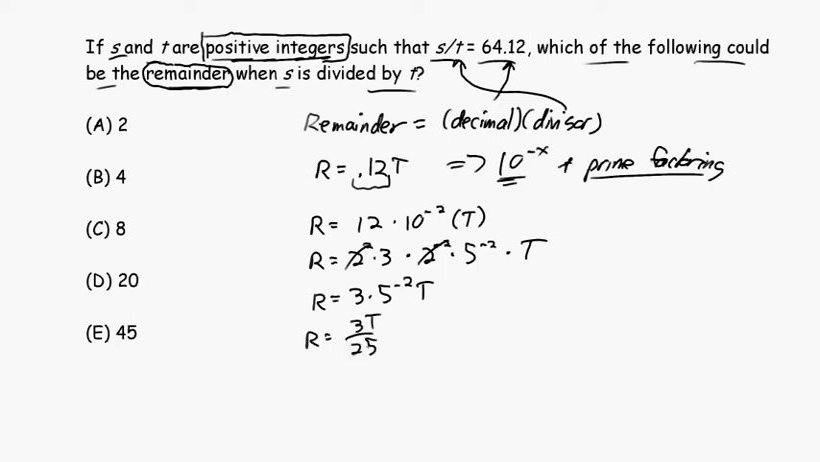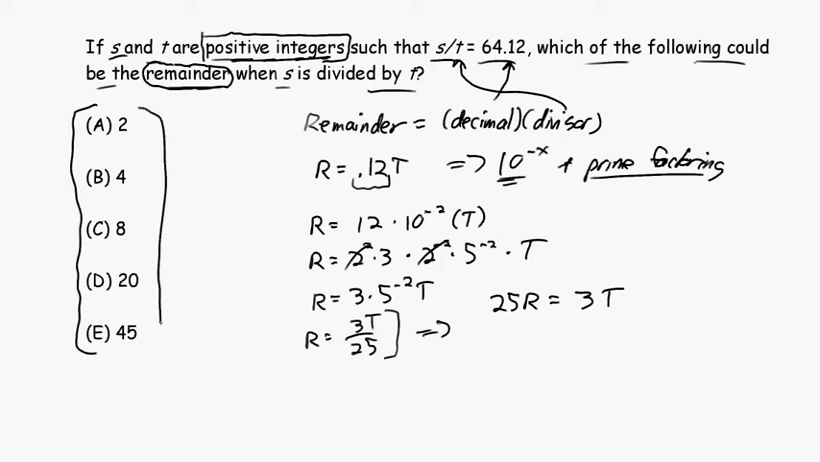Now, as I discussed in my very first video, here I have a fraction. Anytime I have a fraction, I'm going to eliminate that fraction, because the GMAT wants me to. So 25R equals 3T. And I'm like, what in the world is going on here? Well, let me look at my answers, and I notice my answers have all numbers in them. That's actually a trigger, one of the top 14 triggers.